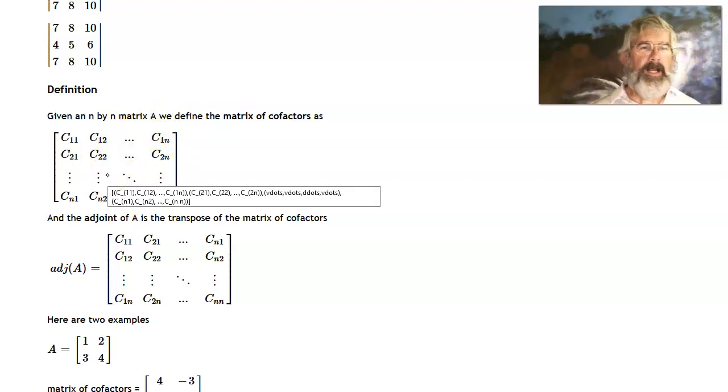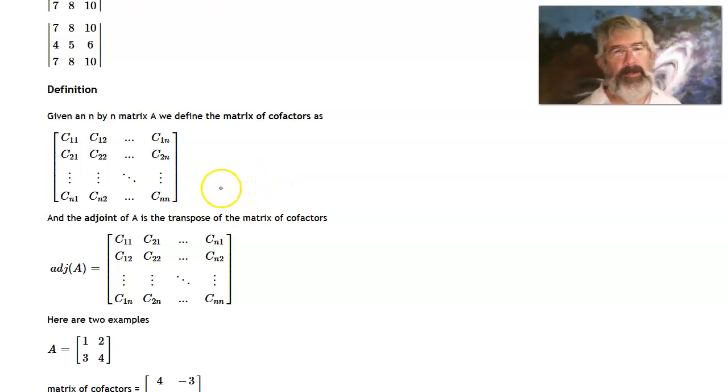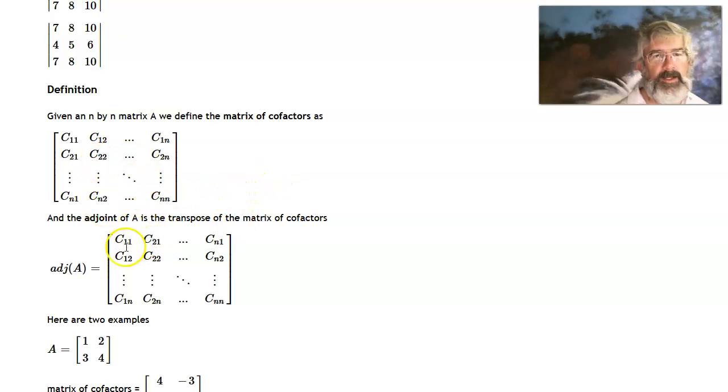Okay. Now, what I really want to define is the adjoint, and the adjoint is the transpose of the matrix of cofactors. So if you take a look at the difference between the matrix I have here and the matrix I have here as the adjoint of A, sometimes just abbreviated adj A, what was the first row up here is now the first column.